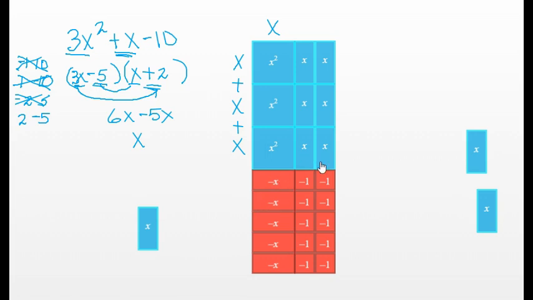That leaves me, with my 0 pairs canceling out, with 1 extra positive x, and I have my 10 negative 1's. So this side is x plus x plus x, or 3x plus 1, 2, 3, 4, 5, negative 5, or we can say 3x minus 5. So this side is written as 3x minus 5, and this side was x plus 2. And you can see that that matches up with what we found earlier.